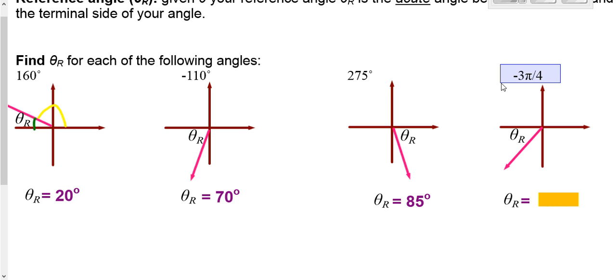We also have reference angles when we're dealing with radians. If you are dealing with a radian here, your answer is going to be in radians. So for negative 3/4 of a pi, going all the way from here to here would be a full pi. And so how far are we away? Well, we're 1/4 of a pi away.